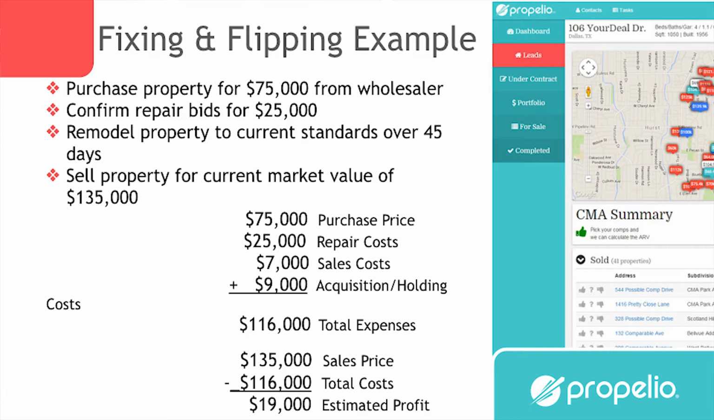So if I'm looking at purchasing it for $75,000, I put $25,000 into repairs, and I sell it for $135,000 retail, that's a $35,000 gross margin. That's where there's $35,000 gross profit. That's where my profit is.